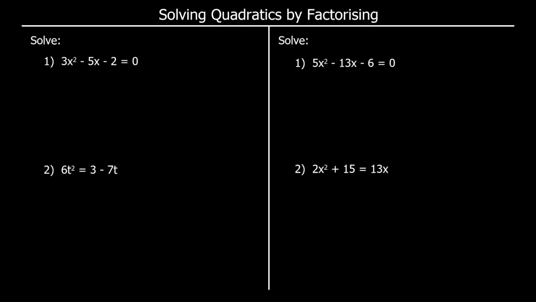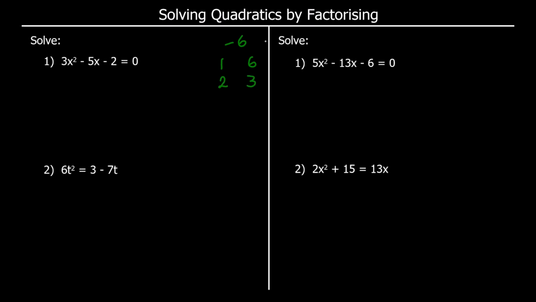Here we're still solving quadratics by factorizing, but these ones are just going to be harder to factorize. So I've got a number in front of the x squared, so I'm going to do a times c. 3 times negative 2 is negative 6. What multiplies to make 6? I can have 1 and 6, or 2 and 3.